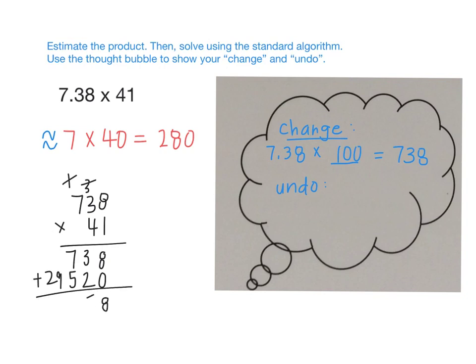8 plus 0 is 8. 3 plus 2 is 5. 7 plus 5 is 12. Regroup the 1. 1 plus 9 is 10. Write the 0, regroup. 3 is the last one. So our product is 30,258. But here's the thing.